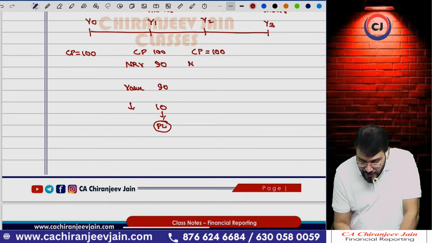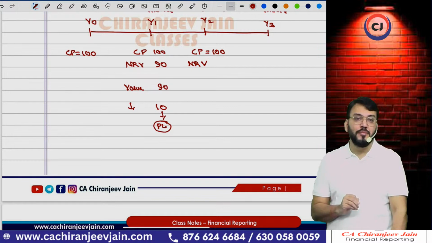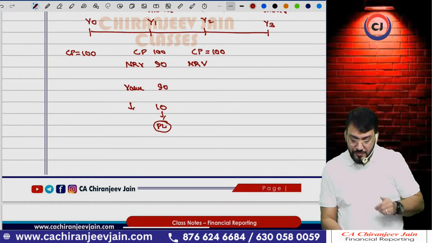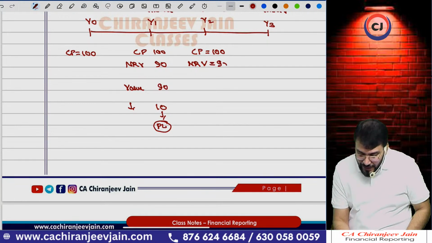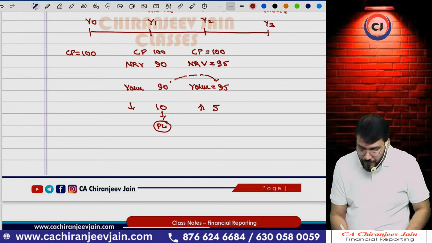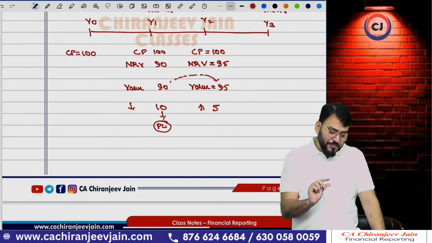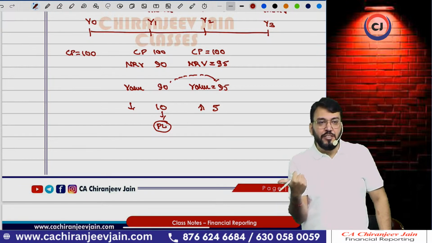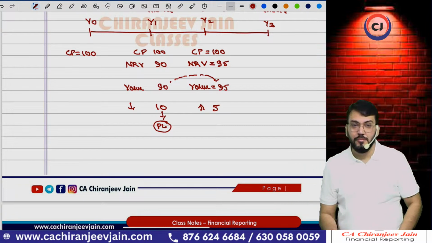Once again we do reassessment of NRV. NRV might increase, and suppose it increases to 95. What is the value now? 95. So you can see the carrying amount has increased by 5. So this 5 will be transferred to the income side or expense side?